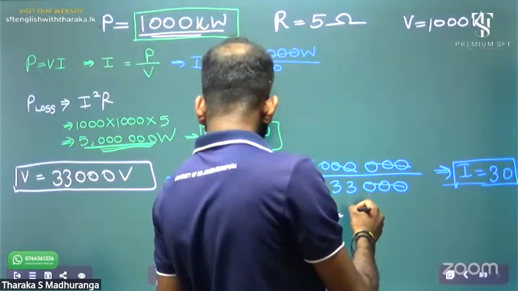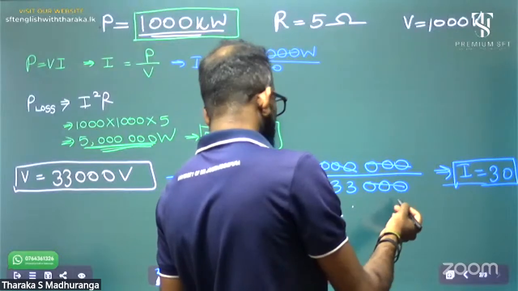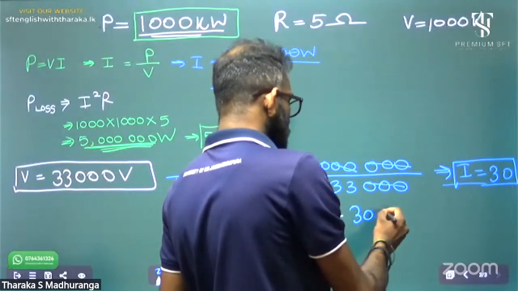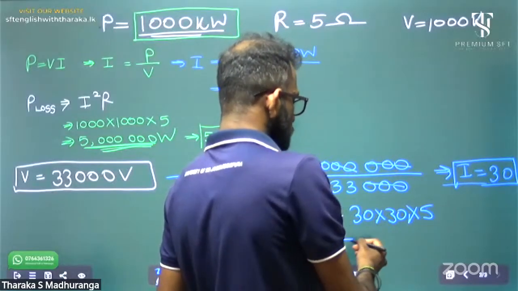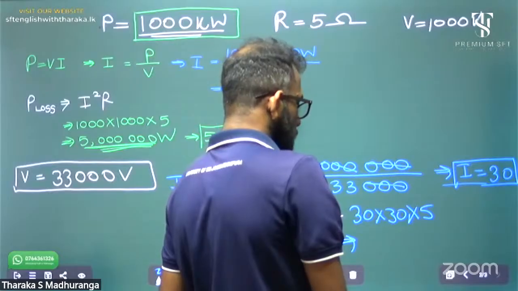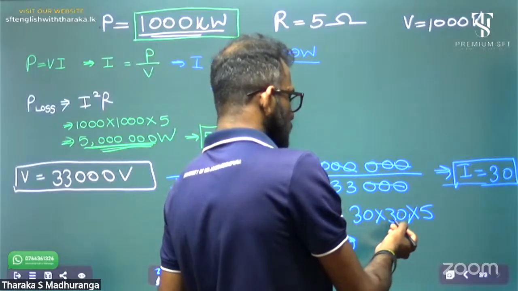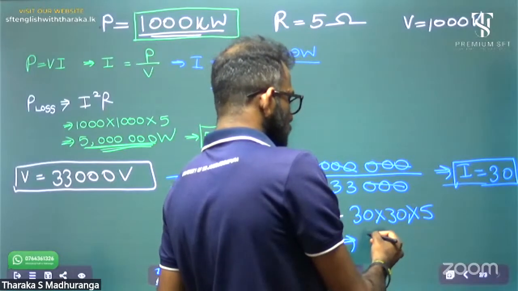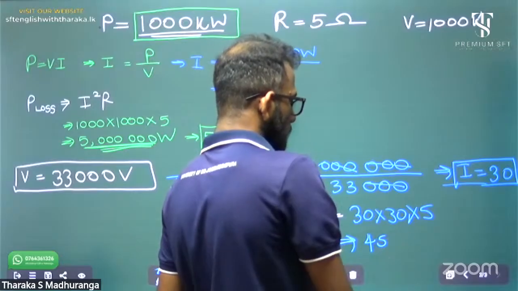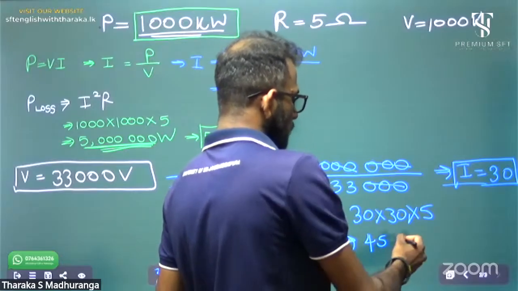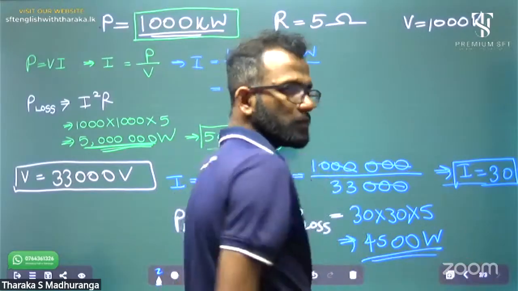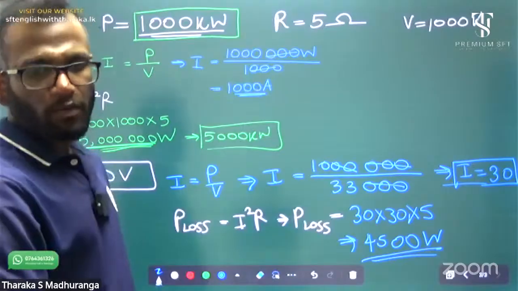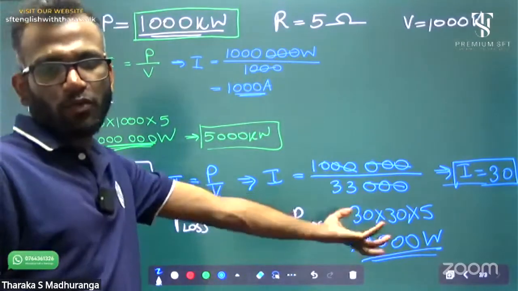Now power equals I squared R, no? I squared means 30 into 30, into 5. Okay, what's the power loss? 3 into 3, 9. 9 into 5, 45. So 4,500. What is the power loss? Okay, in the Sri Lankan condition also there is no major issue, right?